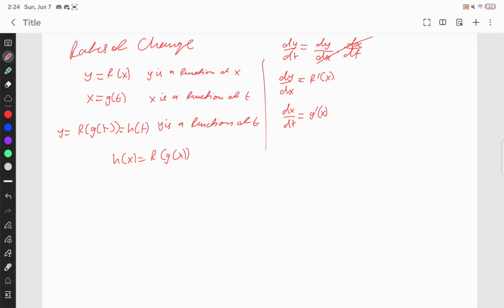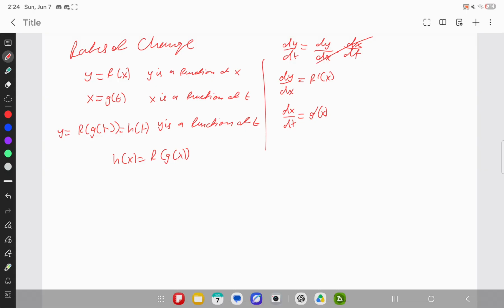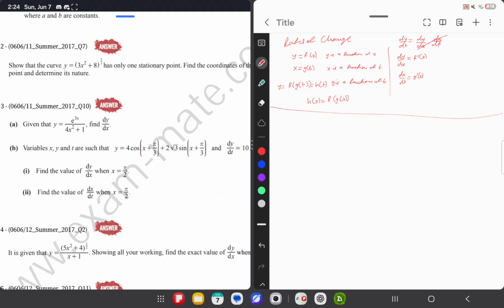Let's see some questions so that we can properly understand this. Variables x, y and t are such that y is a function of x, and we know the rate of change of y over the rate of change of x is equal to 10. Find the value of dy/dx at x equals pi over 2. This is simple, just plug it in and boom. Find the rate of x over the rate of time when x is equal to pi over 2. How do you do this? What do we know?